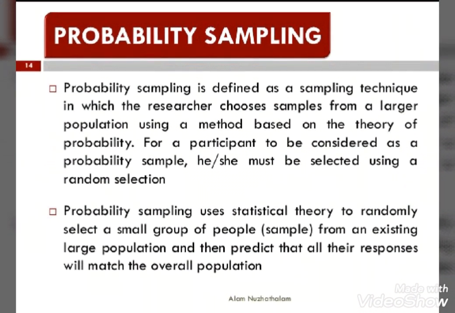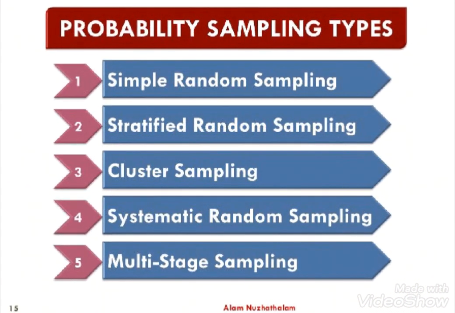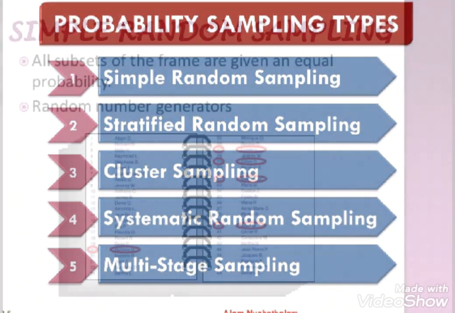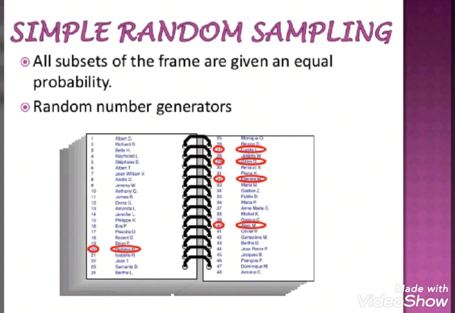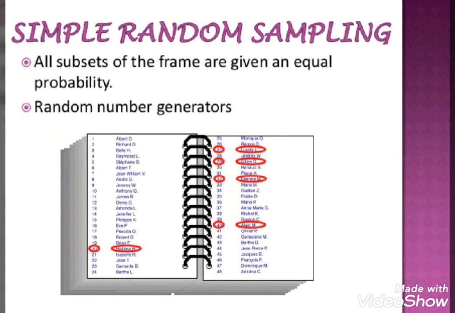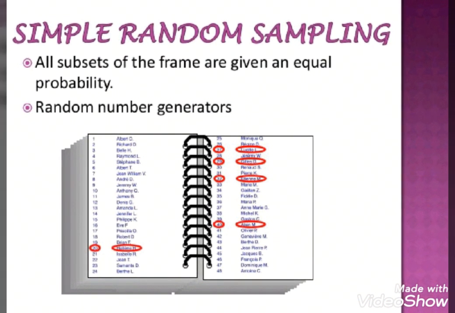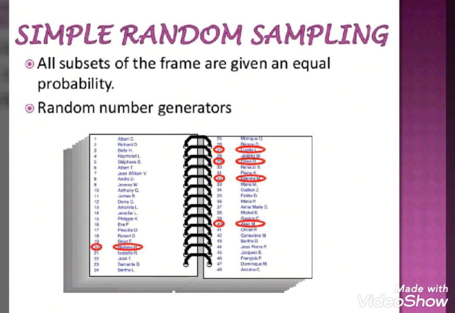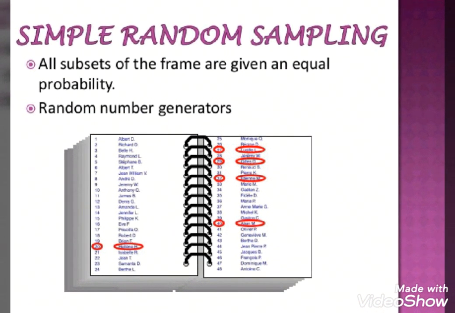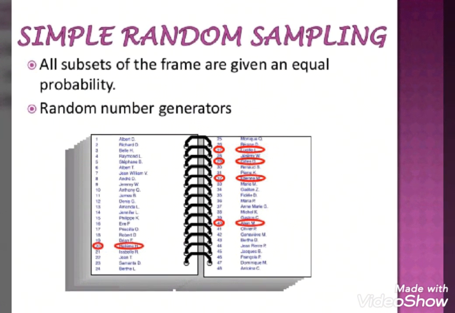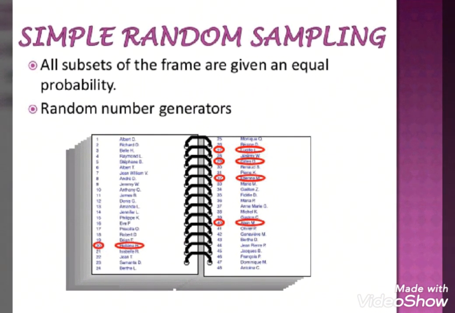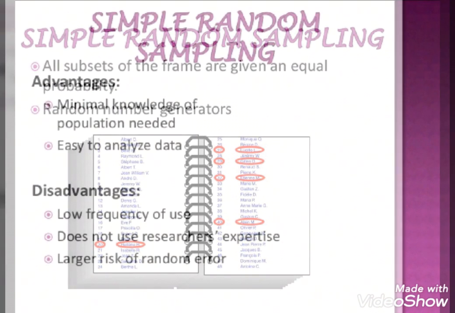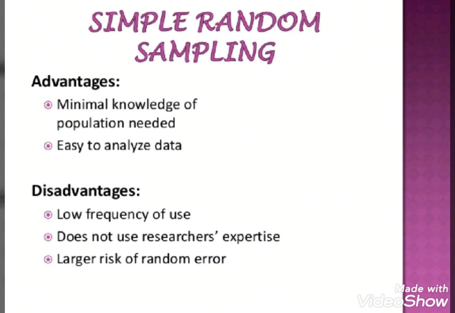In this probability sampling, I have already told you there are 5 types. The first one is simple random sampling. Now let's see. All subsets of the frame are given an equal probability, then random numbers are generated. The word random means you are not defining any boundaries; you are just going to pick your sample randomly, whatever the characteristic. That is simple random. So let's see the advantages and disadvantages of simple random sampling.